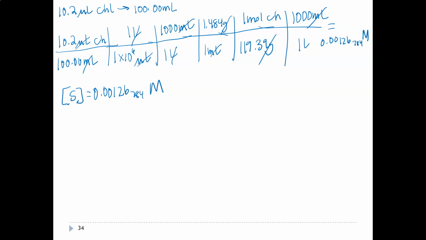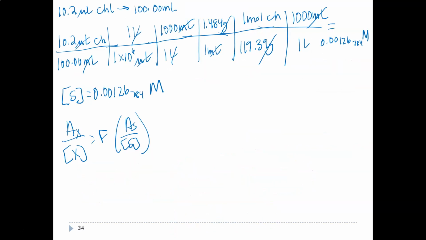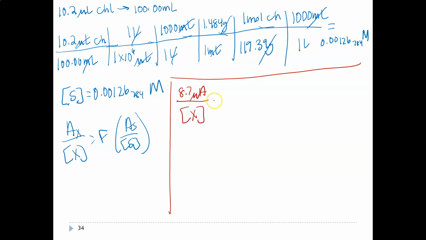Okay, so what we need to do, here's our equation for internal standard again. We need to plug everything in to solve for X. So AX, which is in the second part, what we got for DDT. So I guess I'll change colors here. So AX is going to be 8.7 microamps. I do not know the molarity of X. F is the response factor. We solved for that on the previous slide, so just bringing that forward, 0.412582 is the value of F.